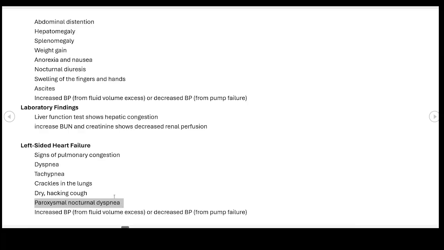So think about it. Anytime you have respiratory symptoms, think about left-sided heart failure. Then right-sided heart failure is going to be the systemic problems.